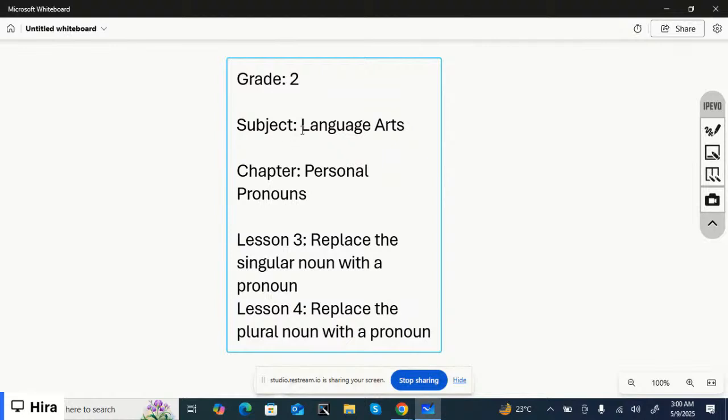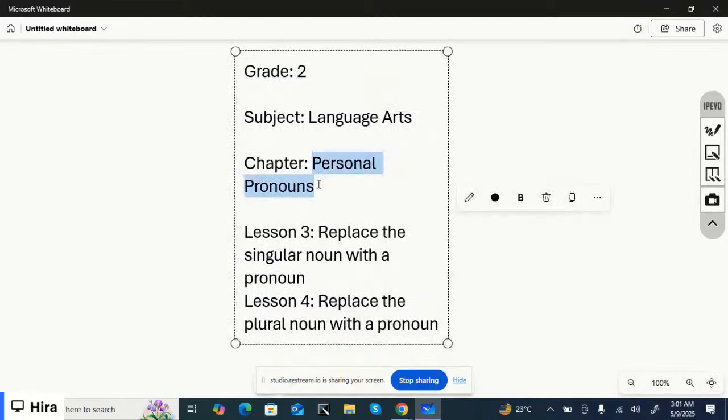Language arts. The chapter that we are going to study today is personal pronouns. You have already started learning this chapter in the last class. You have covered the first two lessons, so we'll start with the third lesson today: Replace the singular noun with a pronoun. Let's quickly begin the lesson.